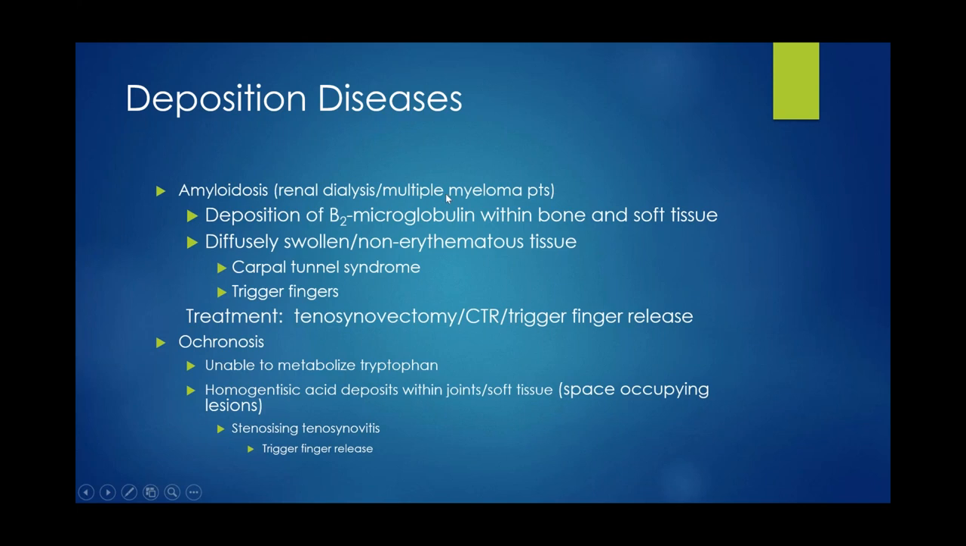Amyloidosis, which would be seen in renal dialysis patients or patients with multiple myeloma, where you get deposition of this beta 2 microglobulin within the soft tissue. Again, it would cause swelling of the soft tissue, thereby potentially leading to carpal tunnel syndrome or trigger finger. Ochronosis is an inability to metabolize tryptophan, again causing deposition of this homogentisic acid within the soft tissue and leading to a space-occupying lesion.